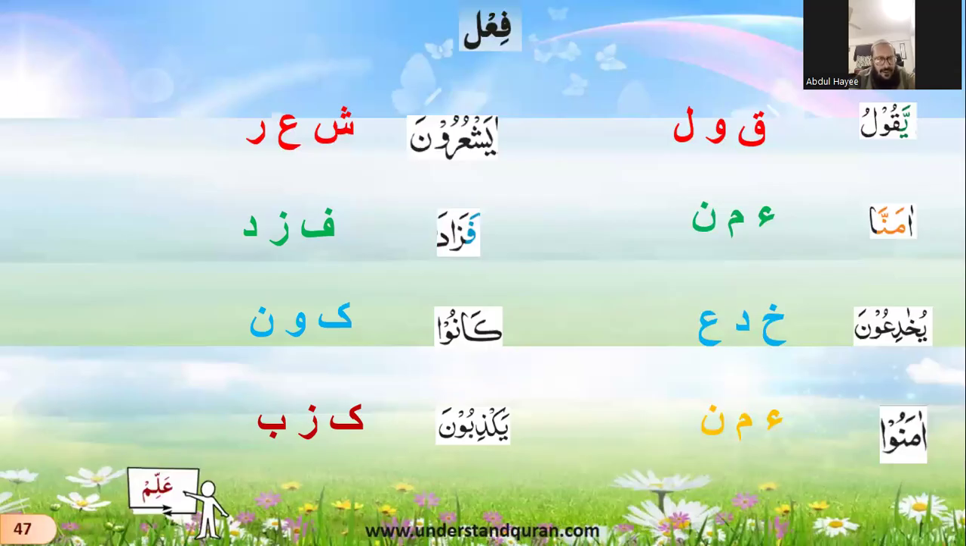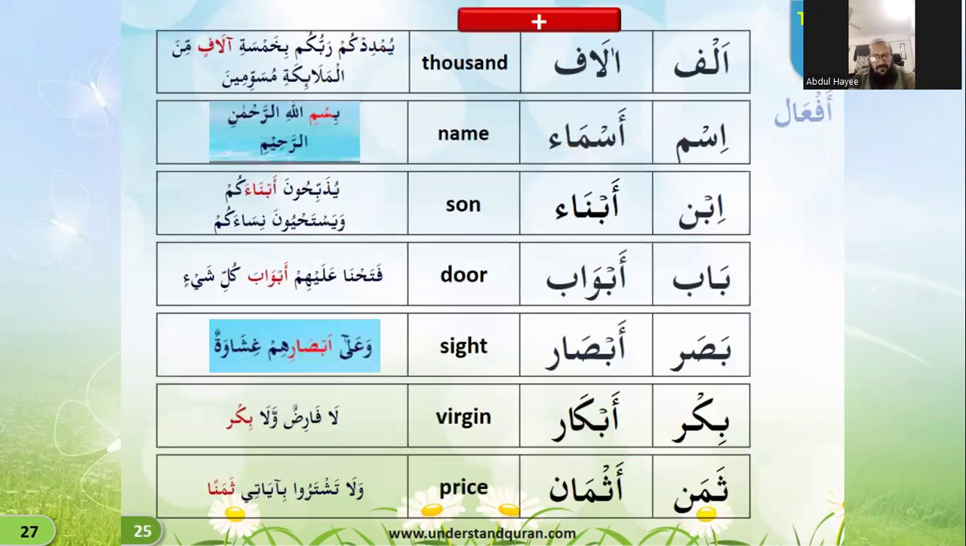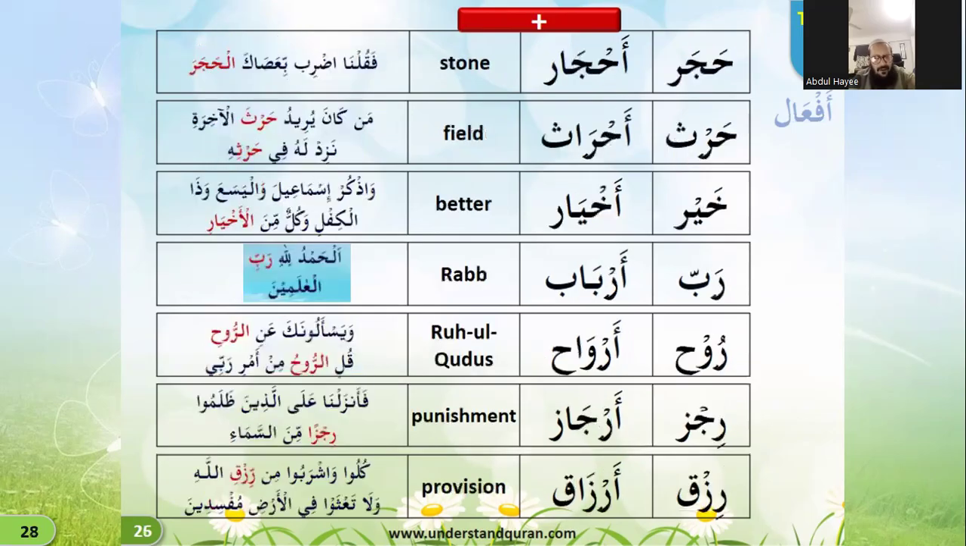If you don't like this, okay, let's go for something else. That is the easiest: making the broken plural. Broken plural, just like bayt, buyut, amal, amal, bakar, bakar. The first pattern is on the pattern of af'ul. Alif, alaf, ism, asma, ibn, abna, bab, abwab, basar, absar, bikr, abkar, saman, asma.